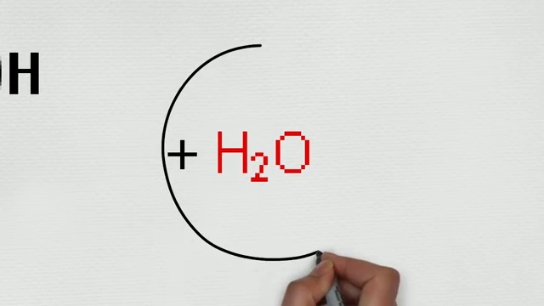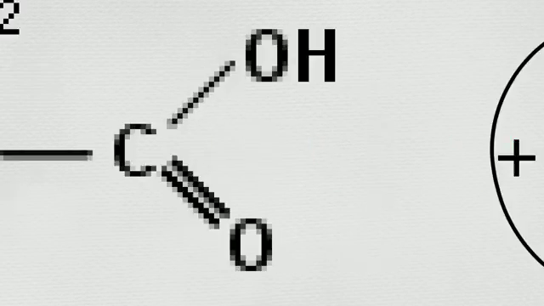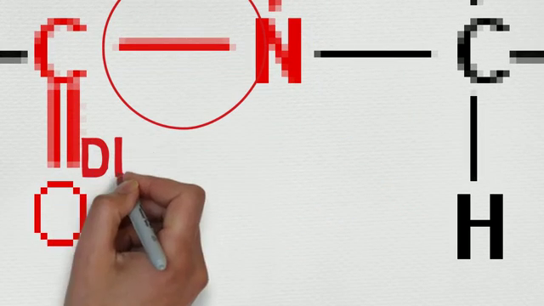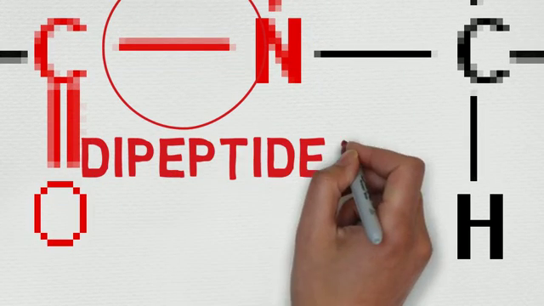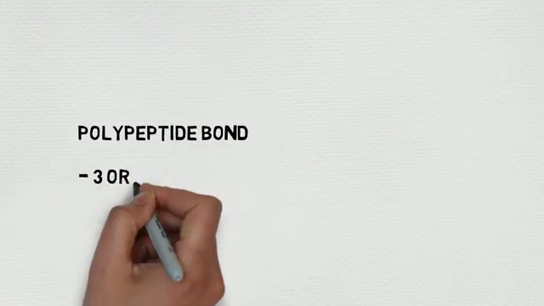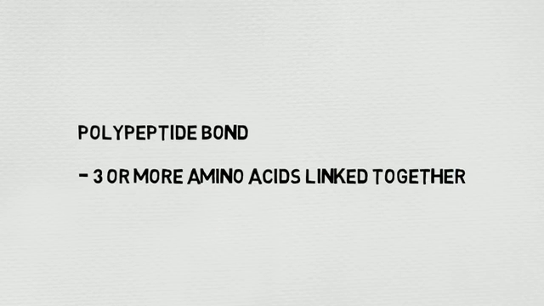Once the H2O is removed, there is a covalent bond between the carbon and nitrogen, which is referred to as the peptide bond. When 2 or more of the amino acids link together, we call this a dipeptide bond. And finally, when 3 or more amino acids link together, we call this a polypeptide bond.